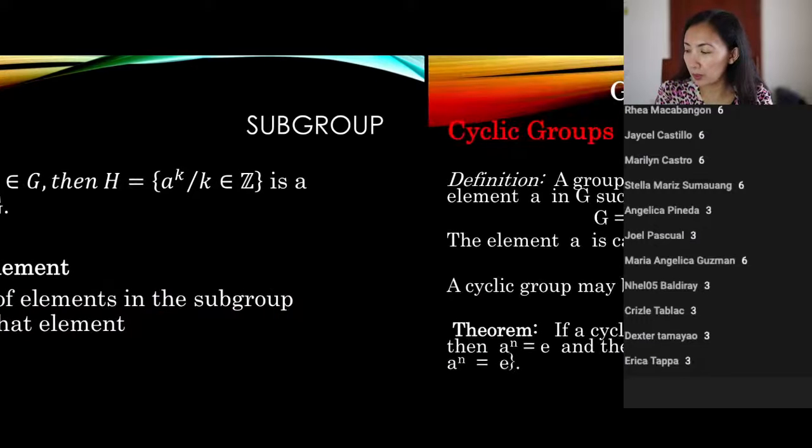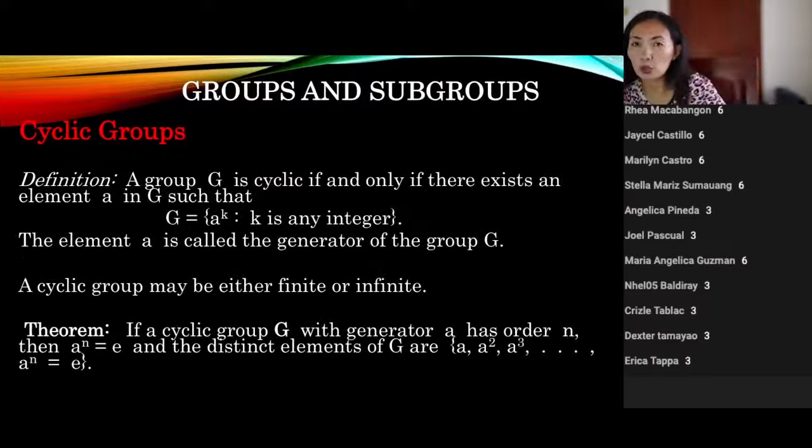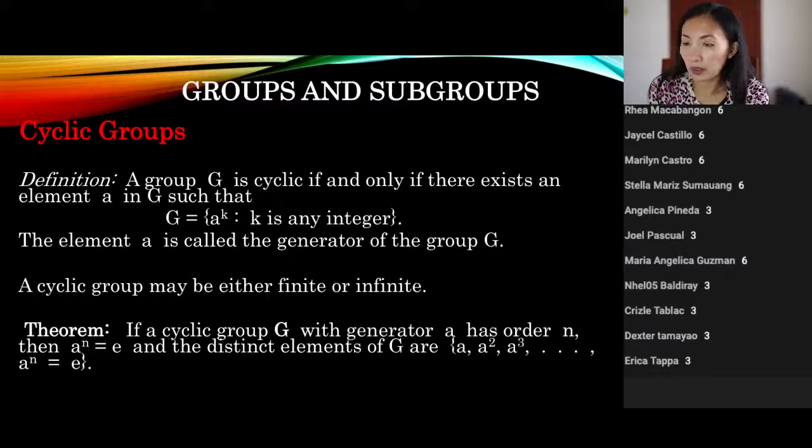Okay? Now, we move on to cyclic groups. Now, by definition, a group G is cyclic if and only if. Okay? When is it cyclic? If and only if there exists an element A in G such that G could be generated by A raised to K, where K is any integer. Okay? The element A is called the generator of the group G. A is the generator.